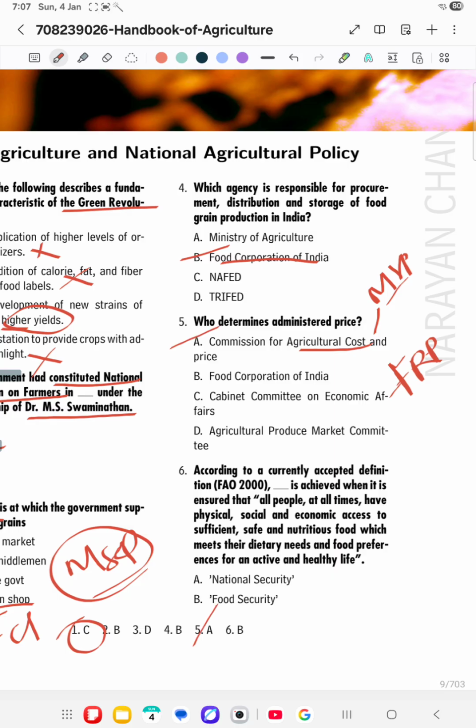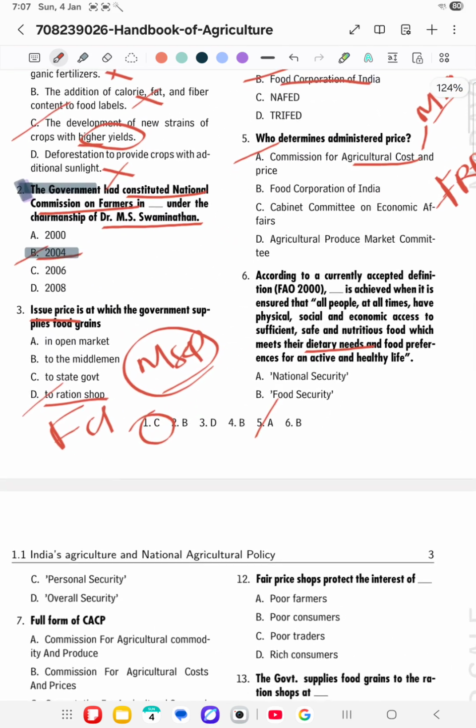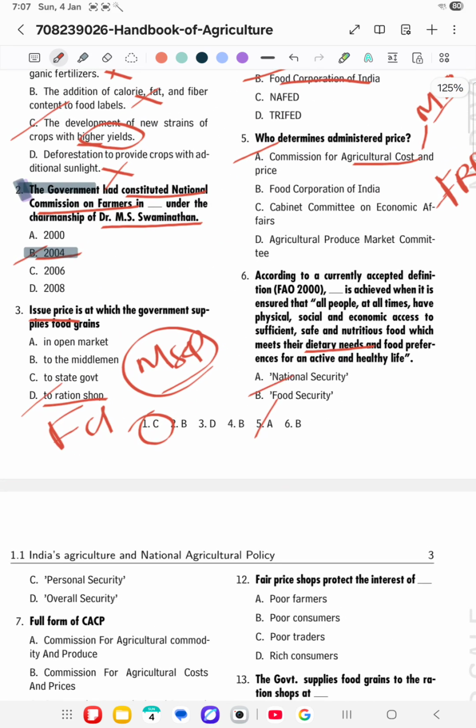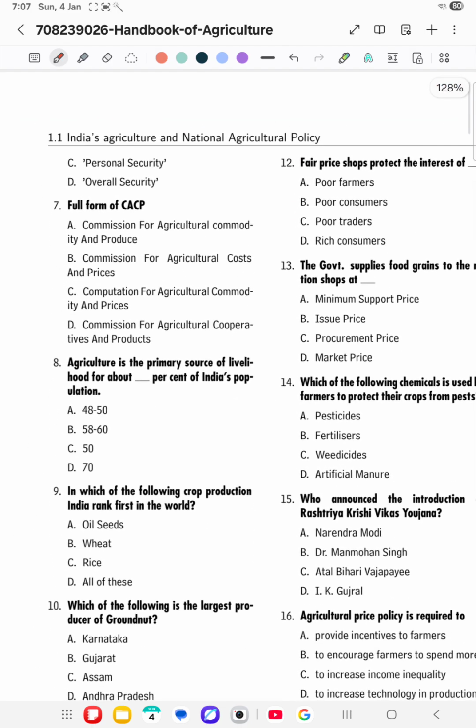Yes, we are correct. According to the currently accepted definition of FAO 2000, dash is achieved when it is ensured that all people at all times have physical, social, and economic access to sufficient, safe, and nutritious food, which meets their dietary needs and food preferences for an active and healthy life. National security, food security, personal security, overall security will be food security. I think yes. Full form of CACP: Commission for Agricultural Costs and Prices.